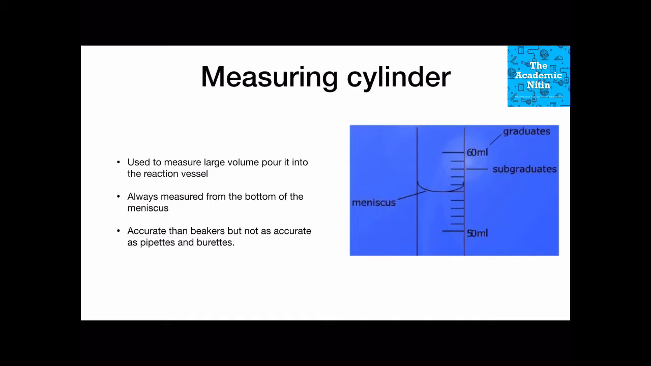So when you pour a liquid of a volume into a measuring cylinder, as you can see in the image on the side, there's a curve called the meniscus. So you have to measure from the bottom of the meniscus to the nearest graduation. It is as simple as I say, and the accuracy of measuring cylinders is not as good as pipettes and burettes, but it's more accurate than beakers.